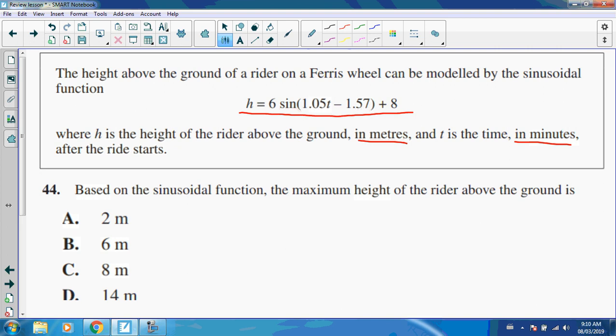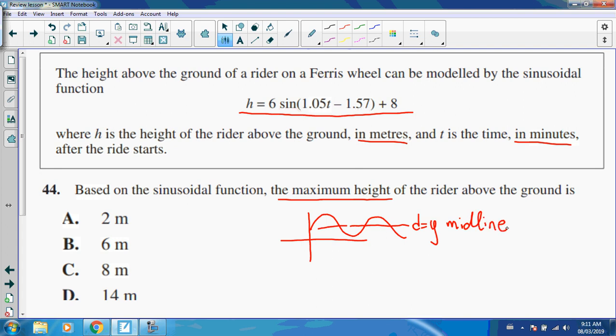Okay, so here we're looking for the maximum height. In any sinusoidal function, if I just draw one here, so let's say we have this function. We know that this is the midline, y equals d, our midline of the function. And we also know that this distance here is a, the amplitude.